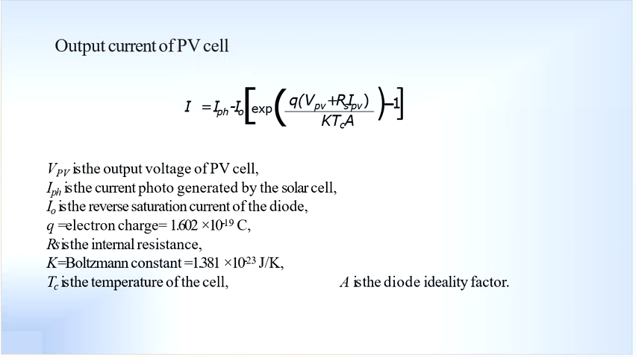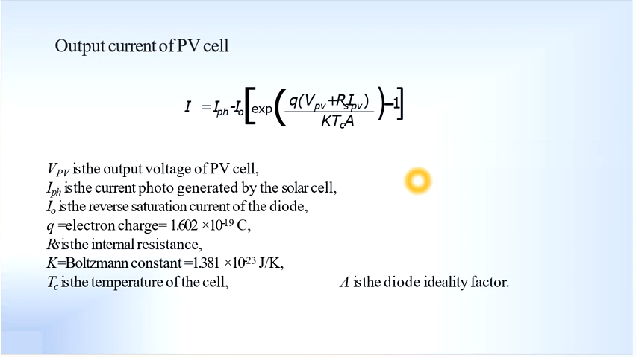It is equal to IPH minus I0 into exponent to the power Q into (VPV plus RS into IPV) by KTCA minus 1. This is an empirical expression. So here VPV is the output voltage of a PV cell. IPH is the current that is photocurrent generated by the solar cell.